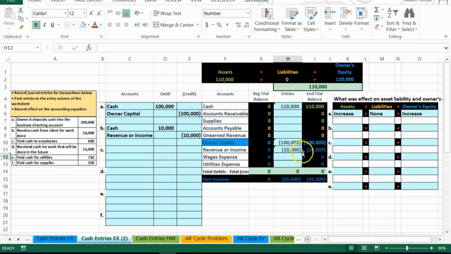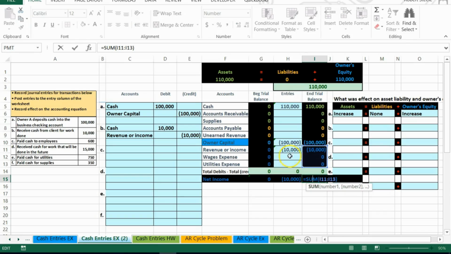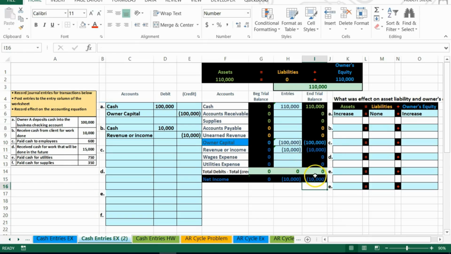So revenue went up. Remember, Excel sees that as a negative number. We see it as a credit. The credit went up in this case. And if we look at the net income, we see that net income went up. Because if I double click on this, we can see that revenue went up. Net income is revenue minus expenses. Therefore, revenue has increased in this problem.